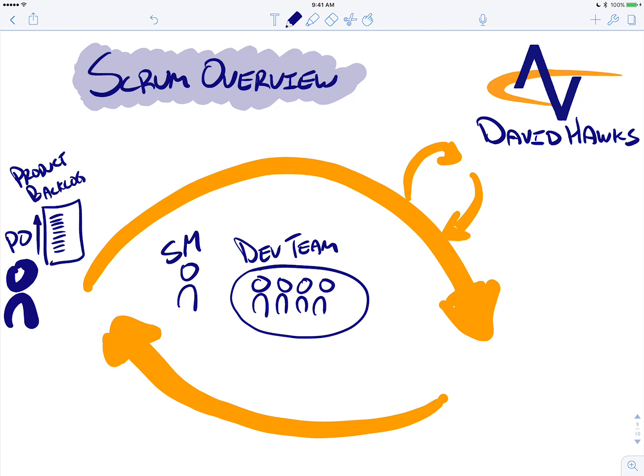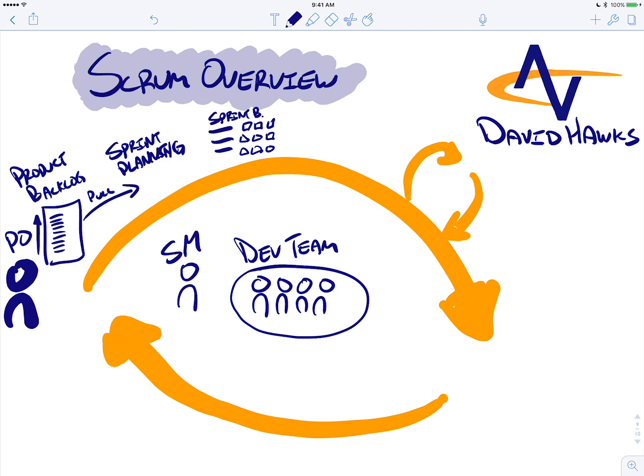Now, the first event of Scrum is what we call sprint planning. In sprint planning, the team is meeting with the product owner to pull items off of the product backlog and put them into what we call the sprint backlog. So the sprint backlog is kind of like the sprint plan. What is it that we're going to do?